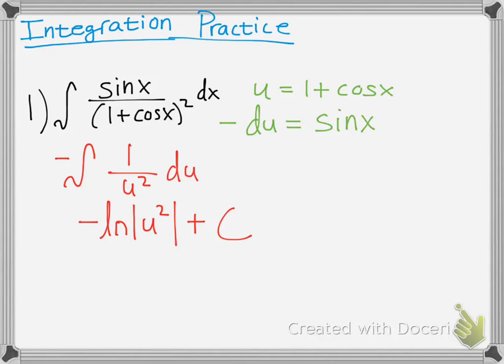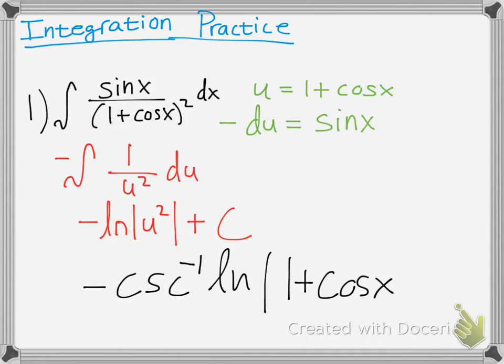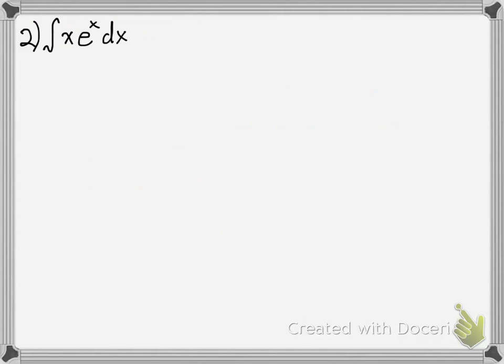Now that you have what u is, let's bring everything back. So just plug u in here, and we get our answer as negative ln of 1 plus cosine x. And yes, it would still be a plus c because this is not a definite integral. And I believe that is our answer. Sweet. Okay, we'll move on to the next one.